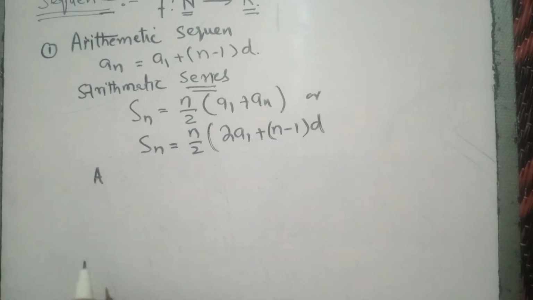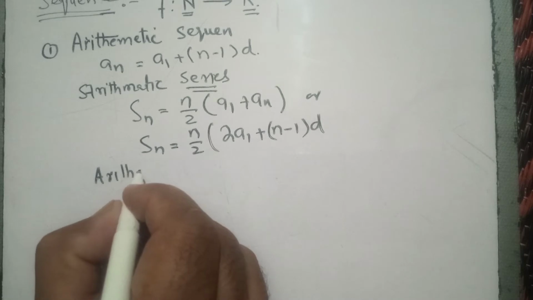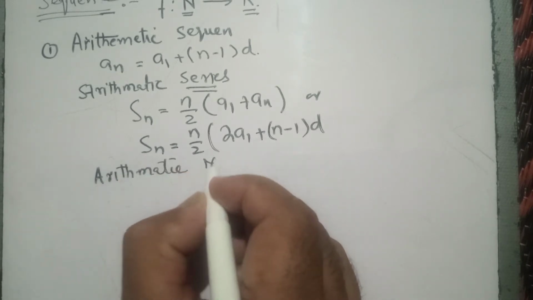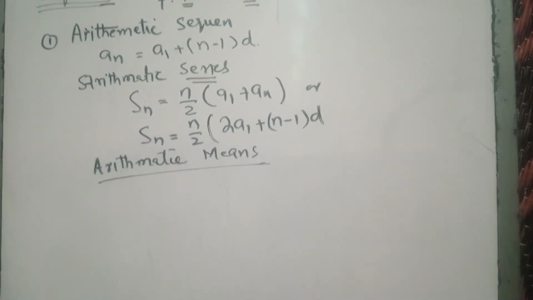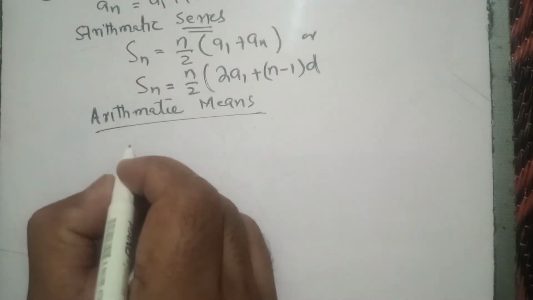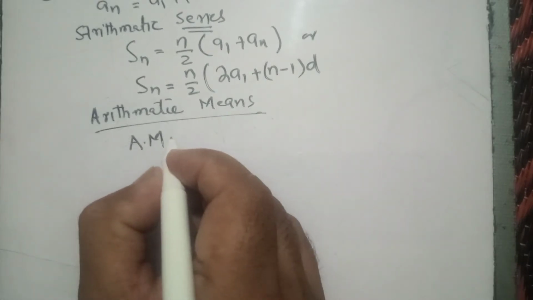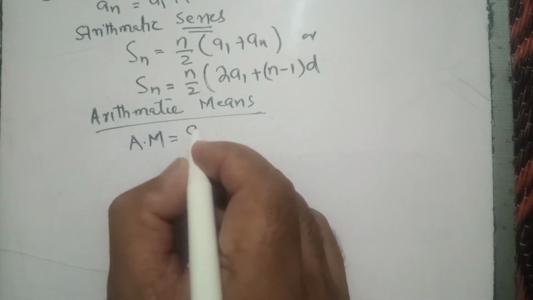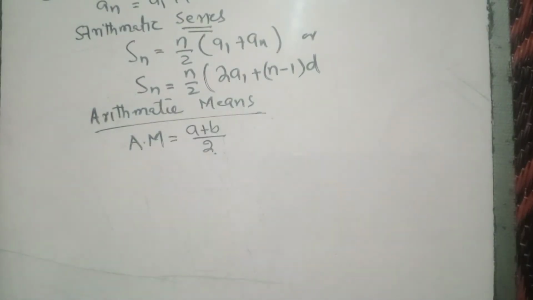Next, arithmetic mean between two numbers. If we represent the arithmetic mean between two numbers as AM, then the arithmetic mean between two numbers a and b is (a plus b) divided by 2.